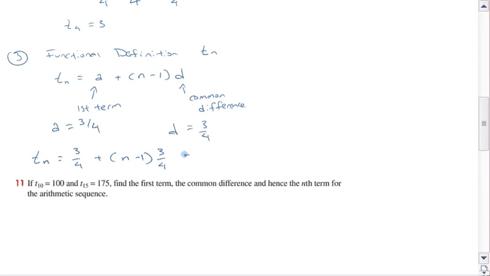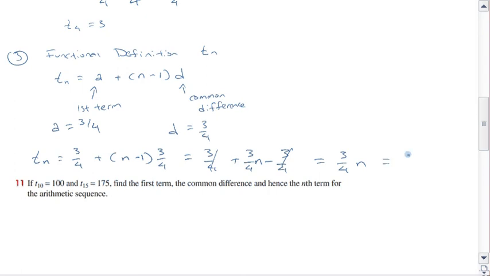We can actually simplify this down a little bit. So this is 3/4 plus, we're going to multiply everything in that bracket by 3/4, so that's 3/4 n, minus 1 times 3/4 is minus 3/4. 3/4 minus 3/4 is 0, so this whole thing is just 3/4 n. So that's it. That's the full solution to that question.